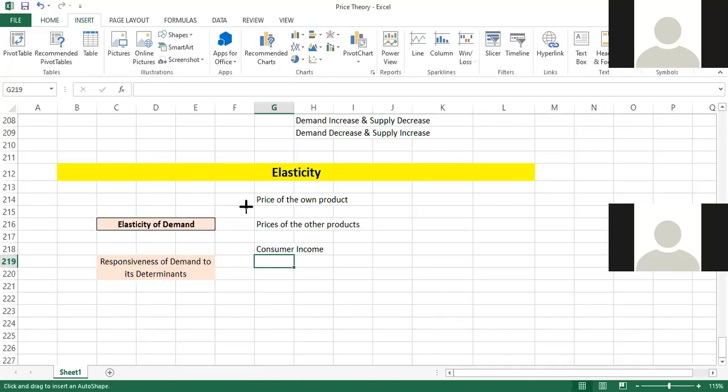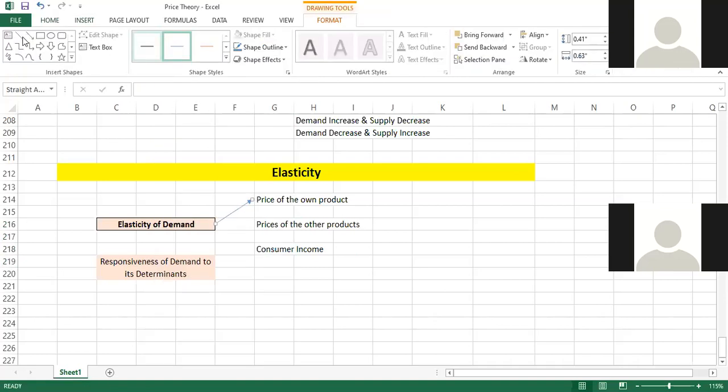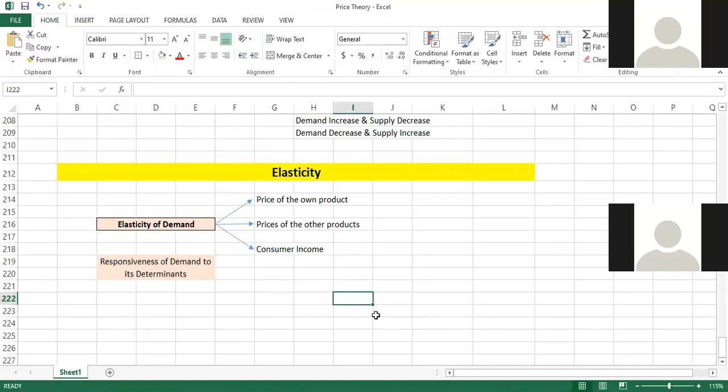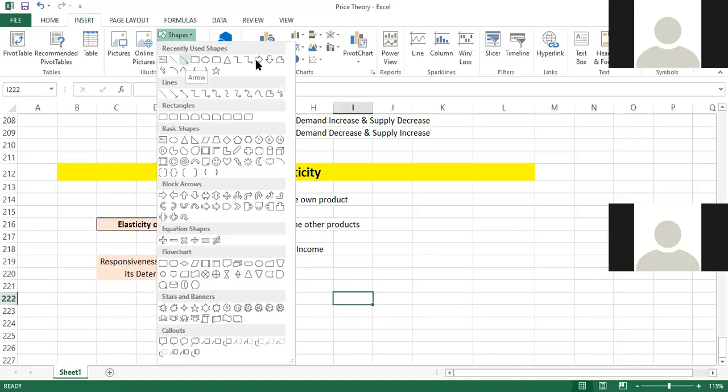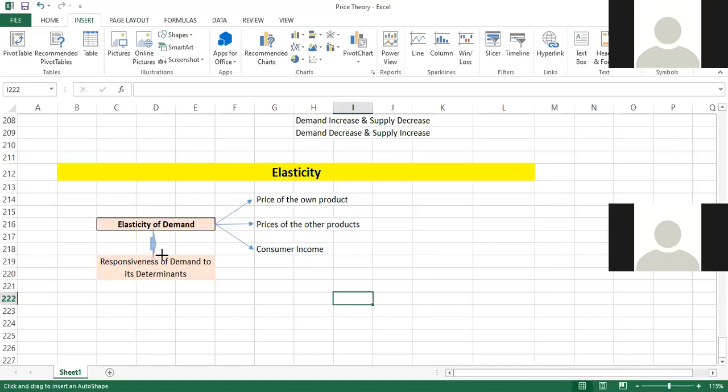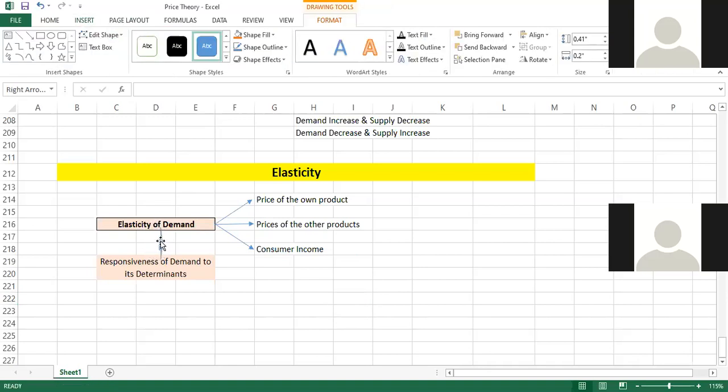But it's not limited to these factors. We can analyze the elasticity of demand with respect to any factor. But as I mentioned, usually we consider these factors, because there is a difficulty in analyzing some other factors. That's why commonly these factors are used to analyze the elasticity of demand. It may be possible to analyze it with respect to any factor, but mainly we measure it with respect to these three main factors.